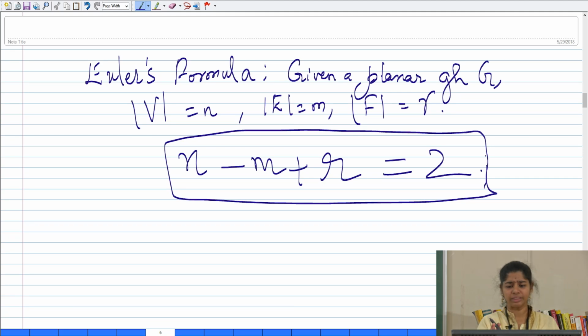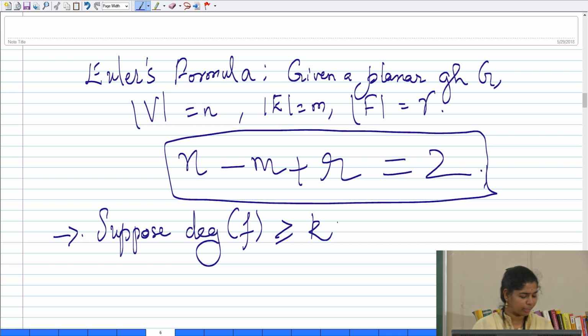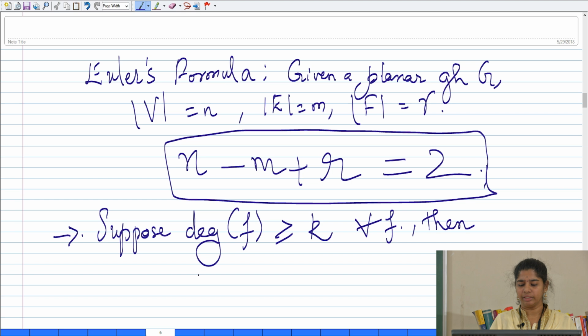We will use this formula to prove most of our results in planar graphs. One such result where we can use this is, suppose the degree of f is greater than or equal to k, say for every face f. Then what can we say about it? Is there any relation between n and m, and of course this k?